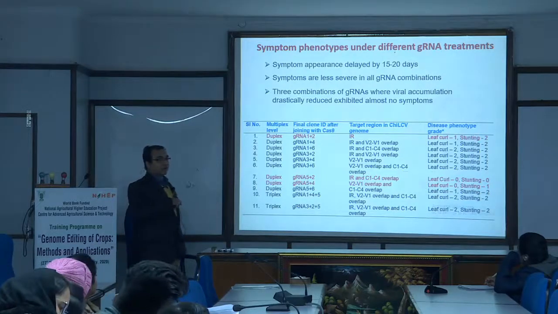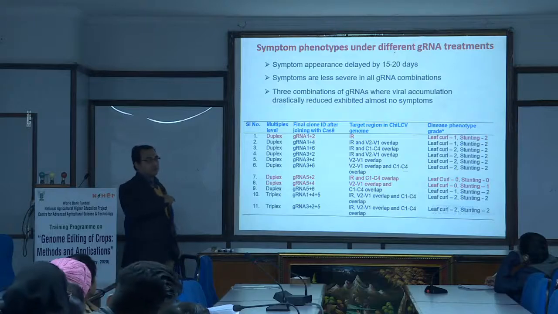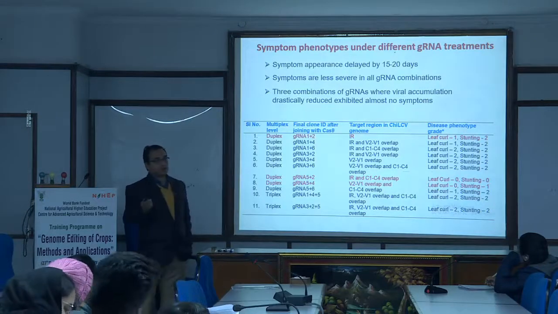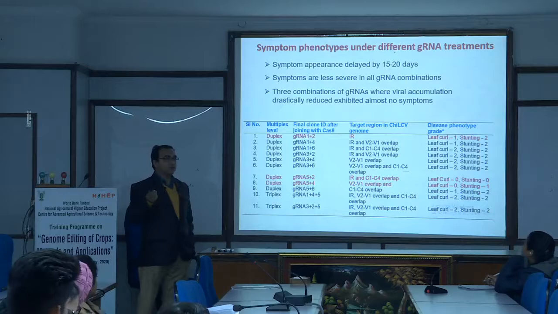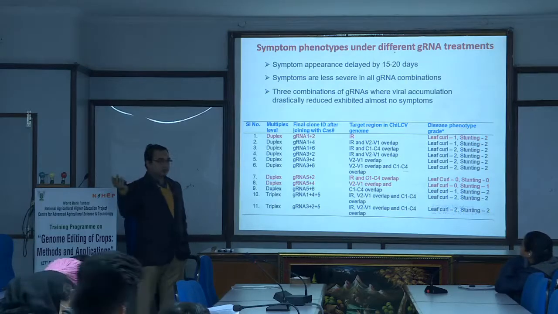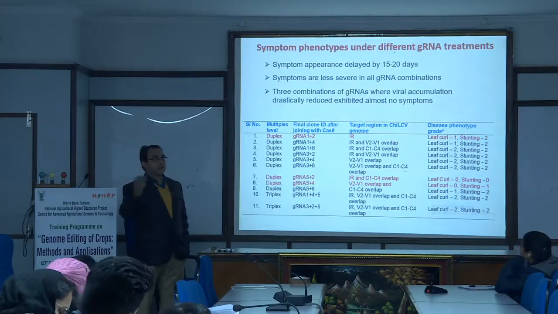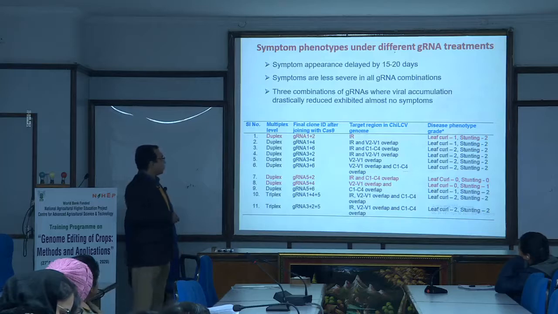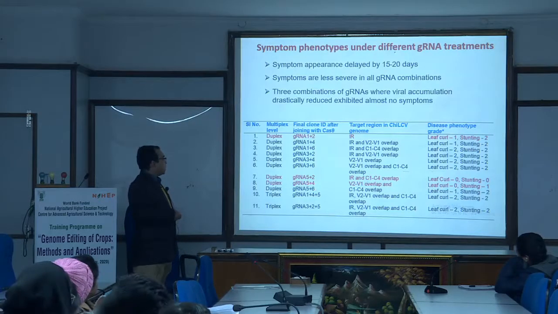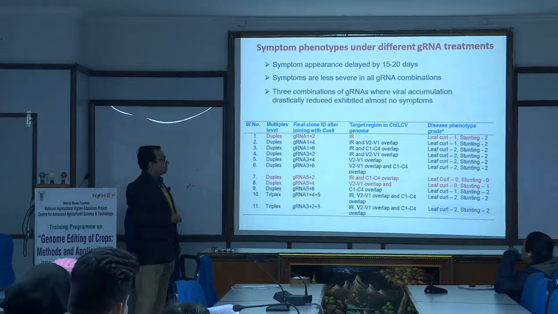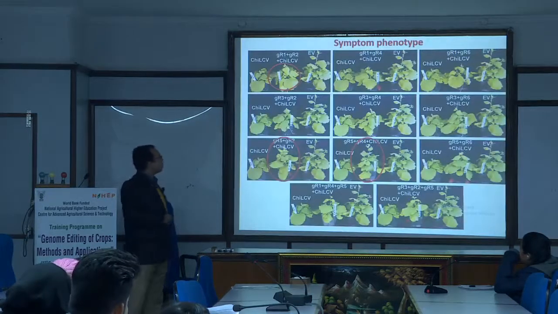5 is from the C1, C4 overlap and 2 is from the V1, V2 overlap. So, that big chunk is deleted out. So, it is very difficult for the virus to cope up, followed by this 5 plus 4 and then 1 plus 2. This is the origin of replication, where leaf curl is 1 and stunting is grade 2, and here 0, 0, 0, 1. So, you can see this is the picture of those symptoms.